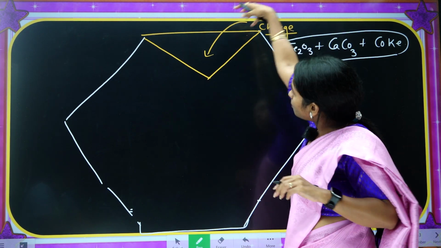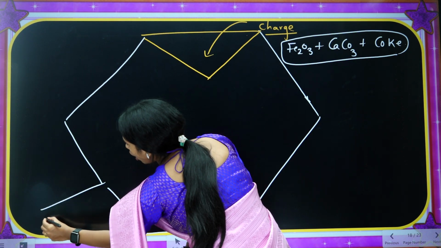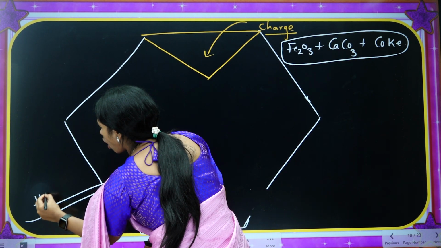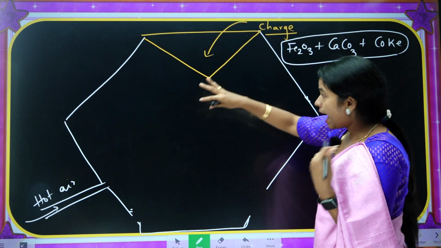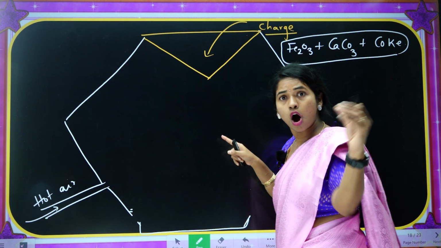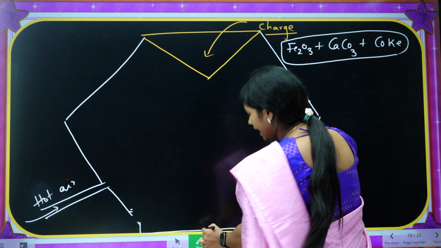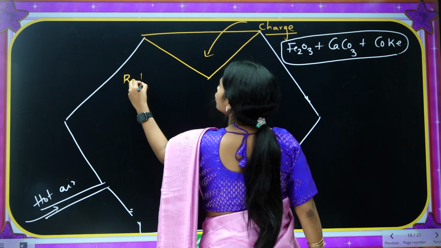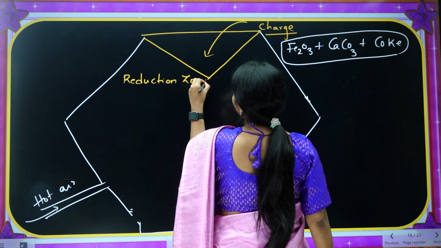Once we put them in this blast furnace, from down we will blow already heated, preheated hot air through it. So from the top the ore and coke are falling down, and from down oxygen is going. In a blast furnace we will see different temperature zones. I'll write these temperature zones, starting with reduction zone or zone of reduction. This is our first zone.